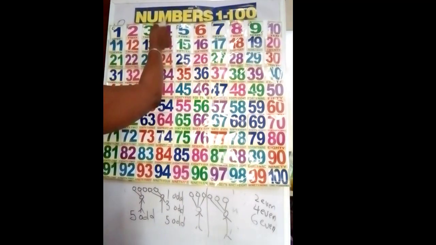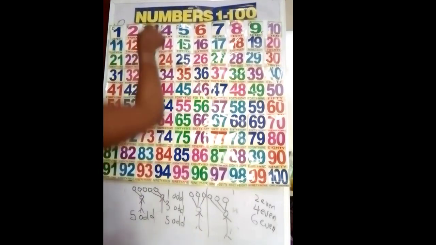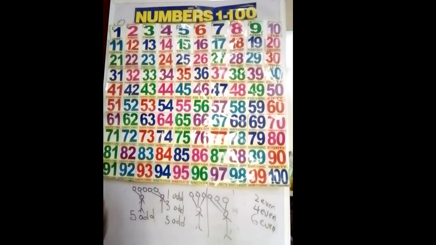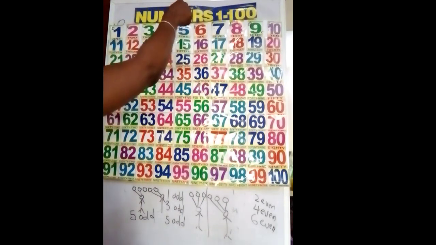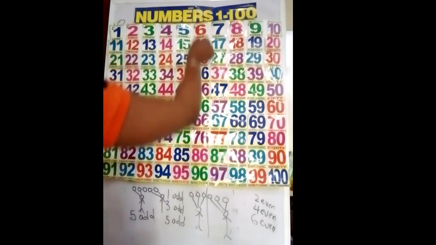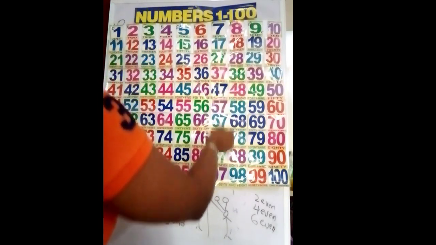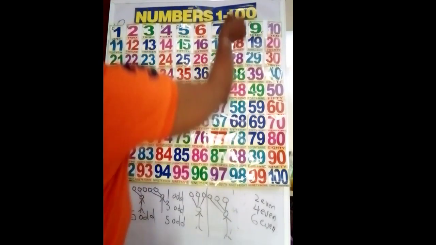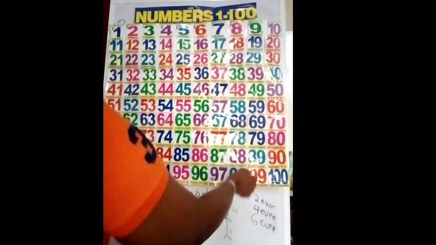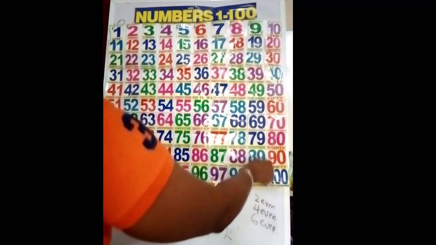4 is an even number, and that goes for every number in this column. 4 is even, and that means all the numbers that end with 4, they are even numbers. Just like that. 5 is odd. All the numbers that end in 5 are odd numbers. 6 is even. All the numbers that end in 6 are even. 7 is odd. All the numbers that end in 7, they are odd. 8 is even. All the numbers that end in 8, they are even. 9 is odd. All the numbers that end in 9, they are odd.